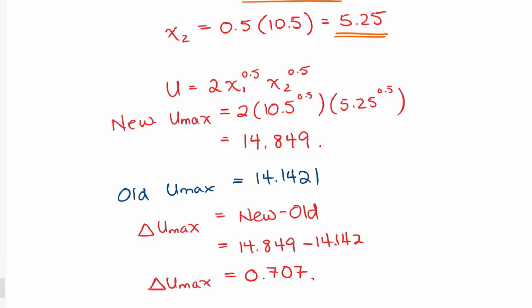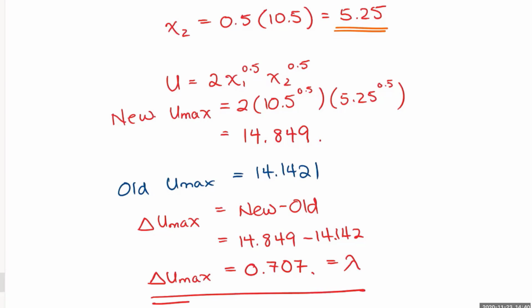This is the value of our lambda. So what lambda tells us is if our budget increases by 1, how much our maximum utility would change. If our budget, that m value, increases by 1, our optimal value changes by lambda.